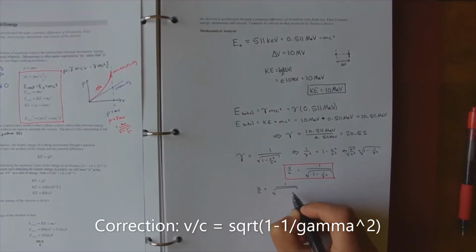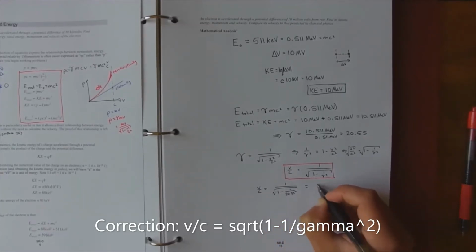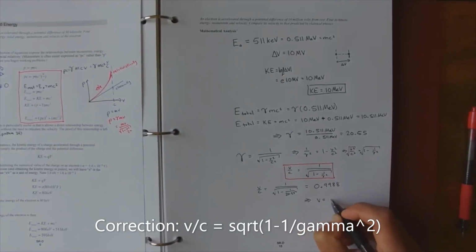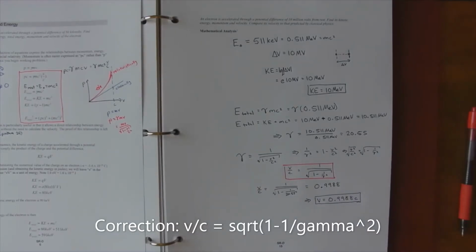So this would be the square root of 1 minus 1 over 20.55 squared. And that gives us for v over c 0.9988. Therefore, the velocity is equal to 0.9988 c. Do not, under any circumstances, round a velocity like this to c.